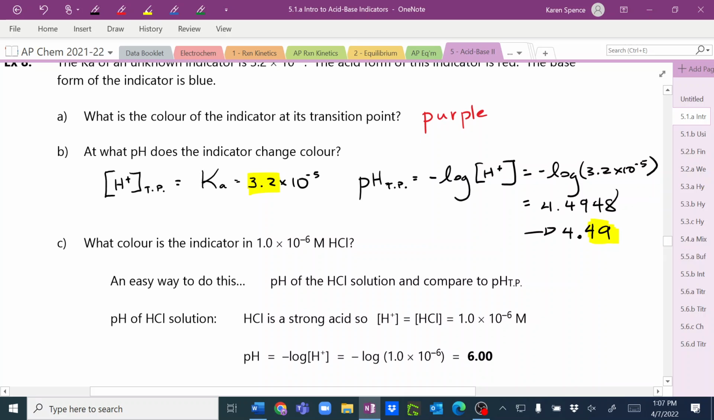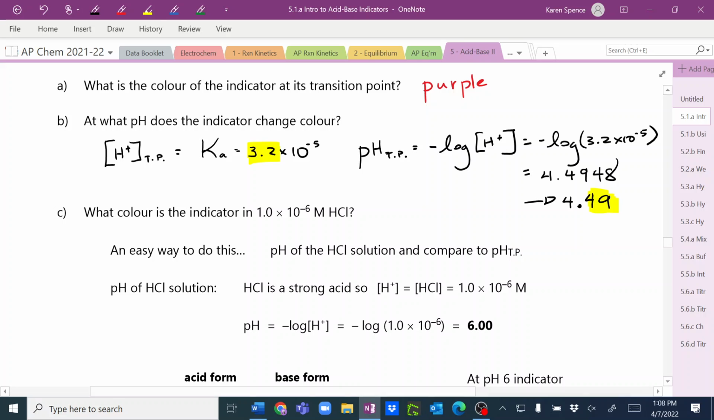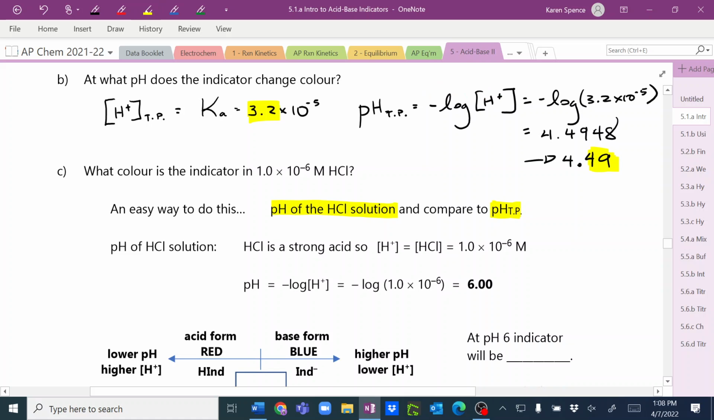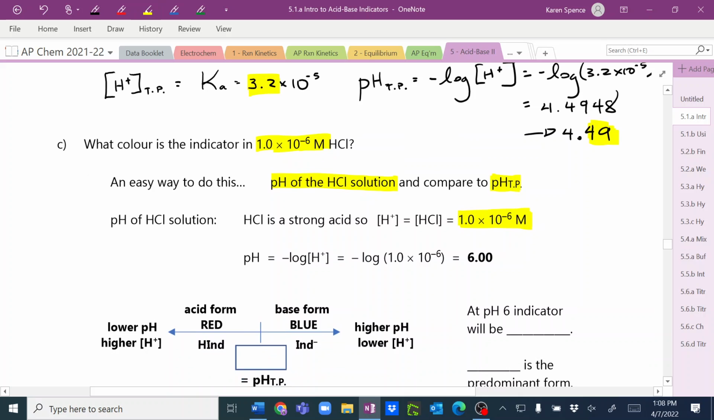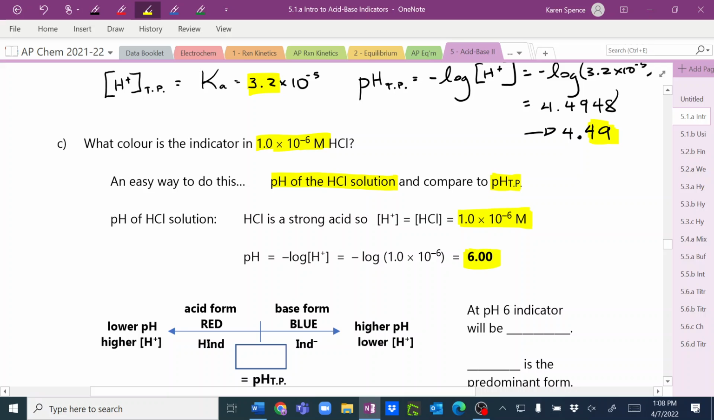What color is the indicator in 1.0 times 10 to the negative 6 molar hydrochloric acid? One really quick way to do this is you just compare the pH of the hydrochloric acid solution to the pH at the transition point. So the pH of the hydrochloric acid solution, it's a strong acid, so you just use stoichiometry and say it's 1 to 1. We end up with 1 times 10 to the minus 6. And so the pH of the HCl solution is 6.